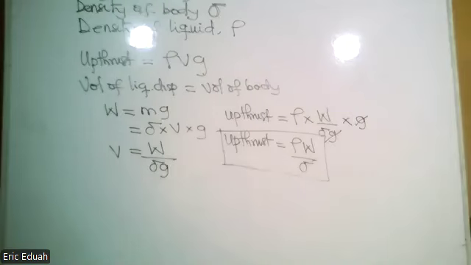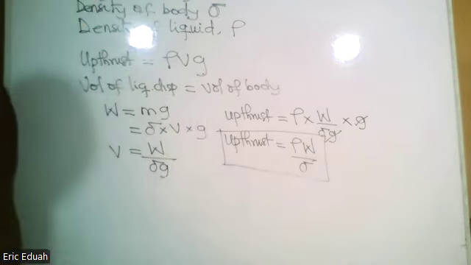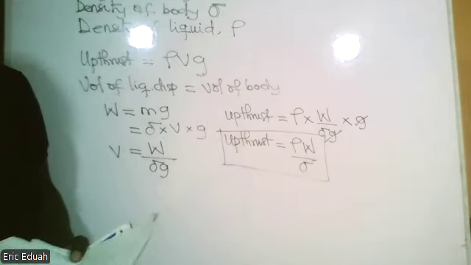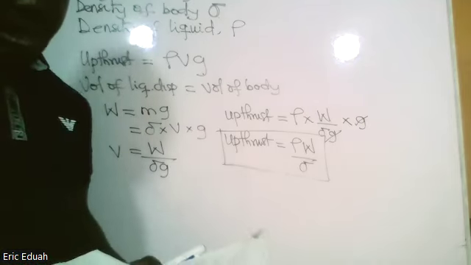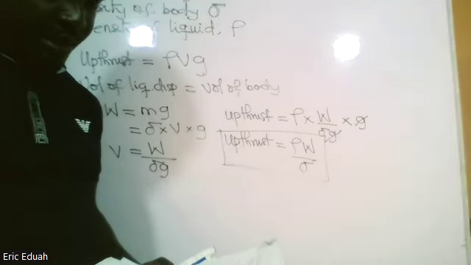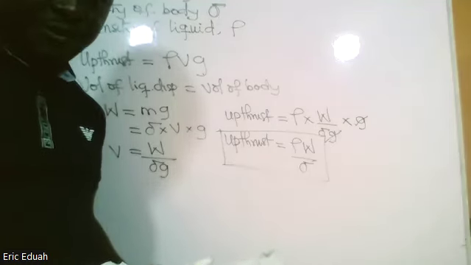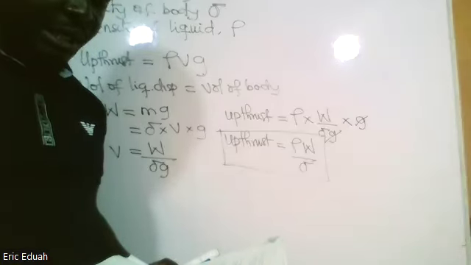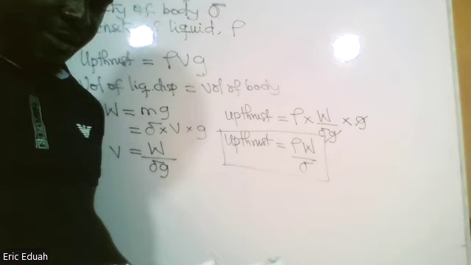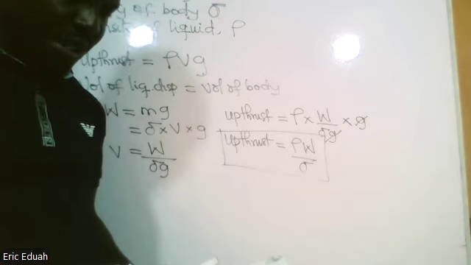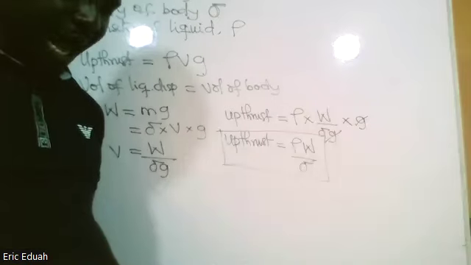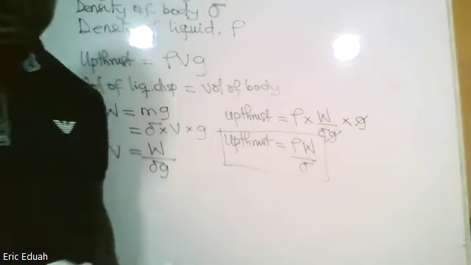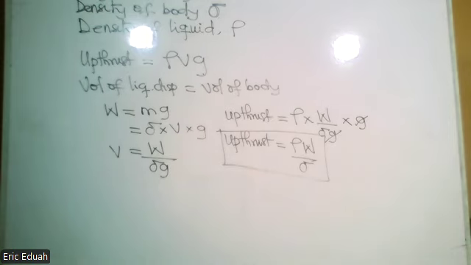All right. The next question asks that a solid weighs 237.5 grams in air and 12.5 grams when it is totally immersed in a liquid of density 0.9 grams per cm cube. Calculate, one, the density of the solid.